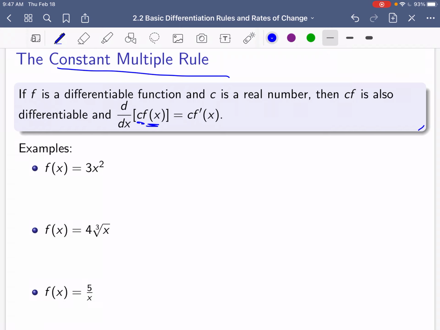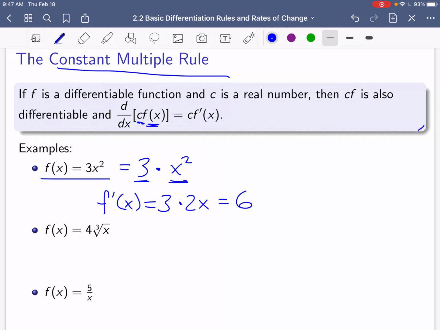for the ride. Right? So here, if we look at a couple examples, we have f of x equals 3x squared. We can think of this as 3 times the function x squared. So we have this constant times the function x squared. And so our derivative, f prime of x, that constant is going to stay there. And we can take the derivative of x squared, which is 2x using our power rule. And so that derivative of 3x squared is 6x.